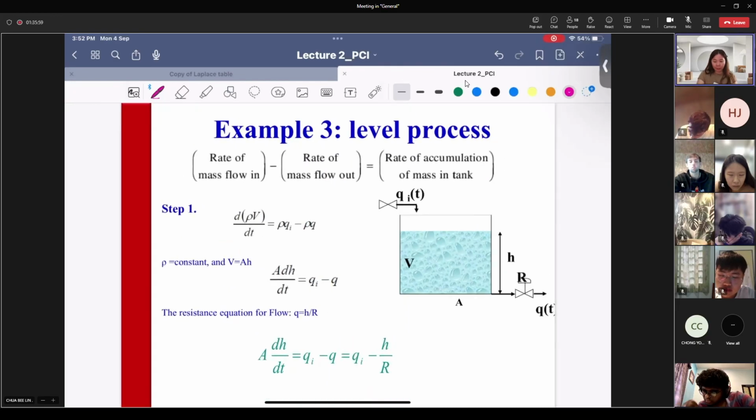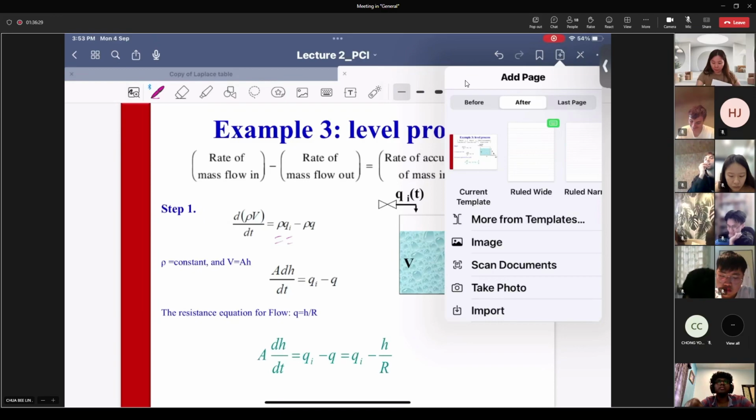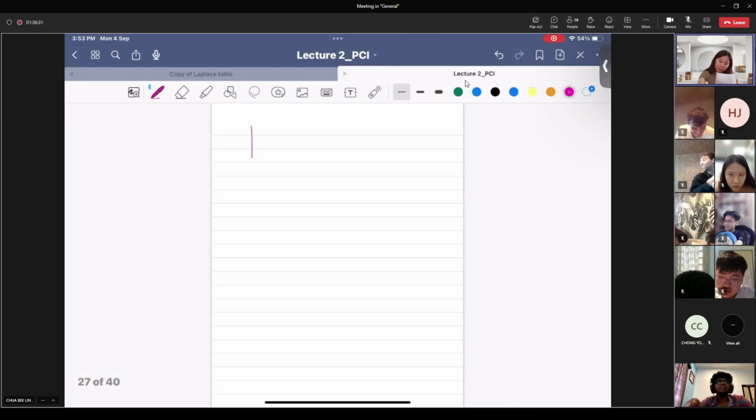The third example is the level process, where they give you the density and the volumetric flow rate. So you can put your mass dot, which is the mass rate, or you prefer to use W. You can relate the equation to rho Q. So if this is the mass, then you'll be using rho times volume. So we'll be solving this. I put it here. This is a simple example of inlet volumetric flow rate Qi.